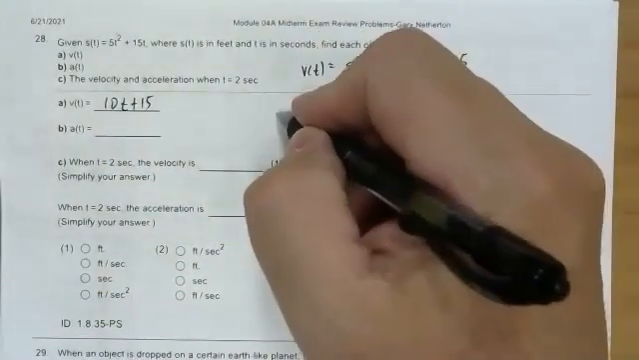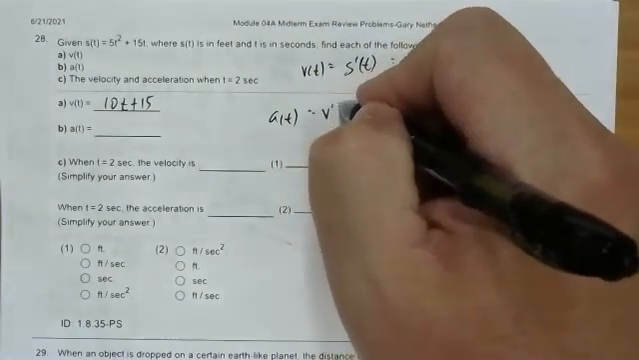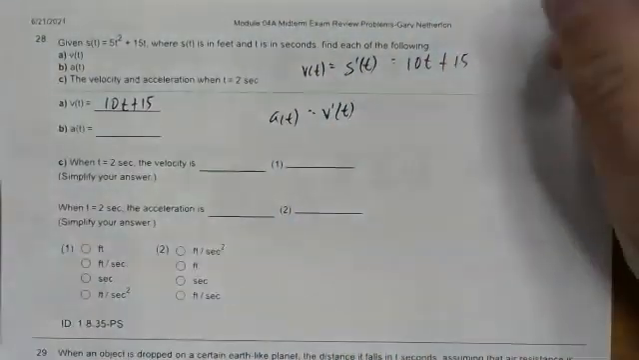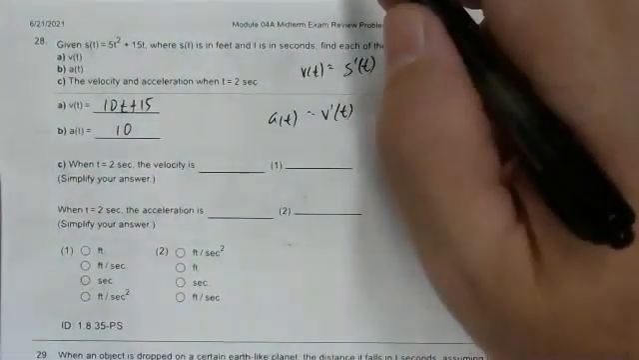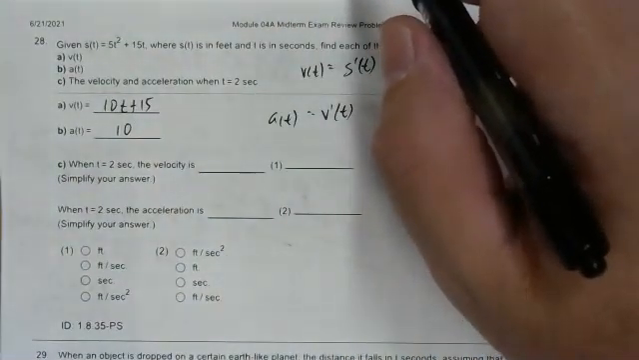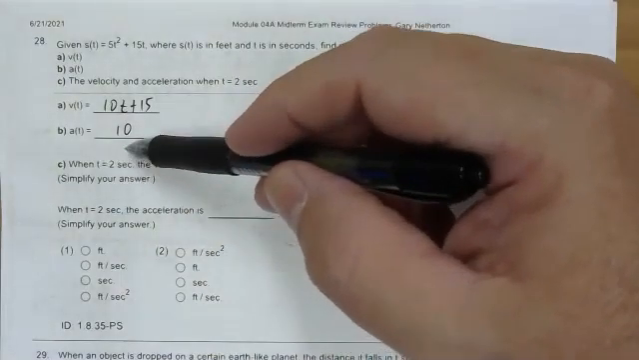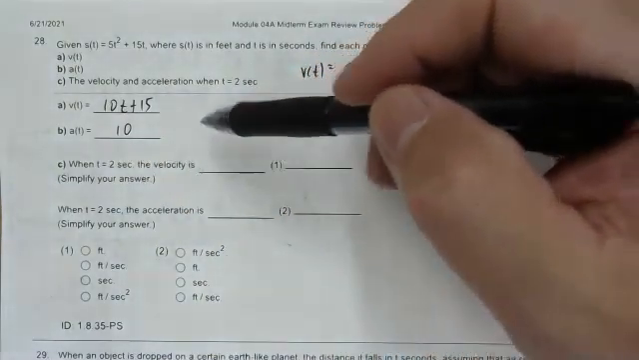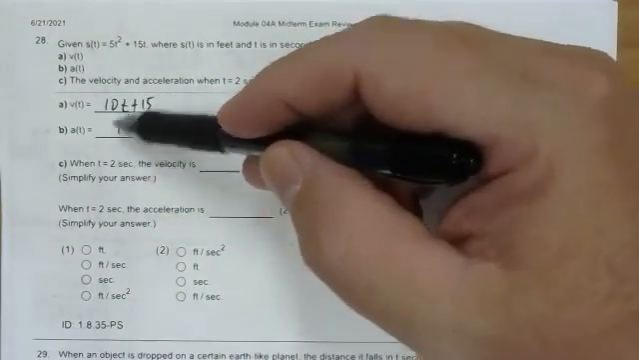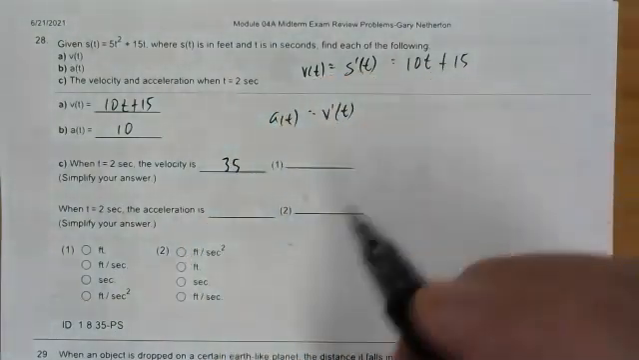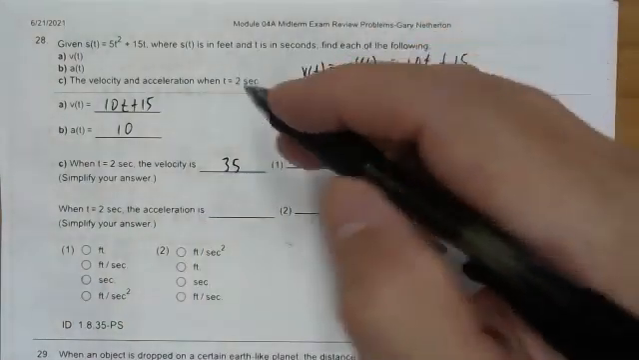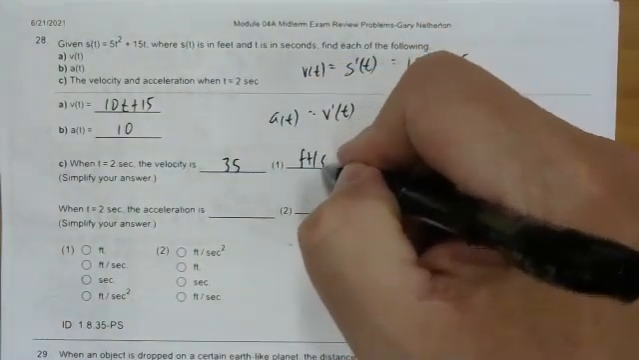And then the acceleration is a derivative of the velocity. So if this is the velocity, the acceleration is just going to be 10, right? If you take a derivative of this. When t equals 2 seconds, the velocity is, well, here's the equation for the velocity. So you plug in 2 for t, you get 20 plus 15. And I might want units here, feet per second.